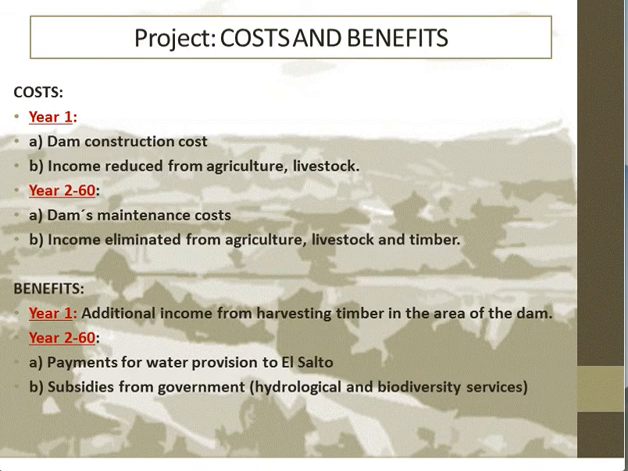As for the benefits, in year one, there will be an additional income from harvesting timber in the area that will be covered with water by the dam. And in years 2 to 60, the incomes will be the payments for water provision to El Salto, and the subsidies from government for hydrological and biodiversity services.